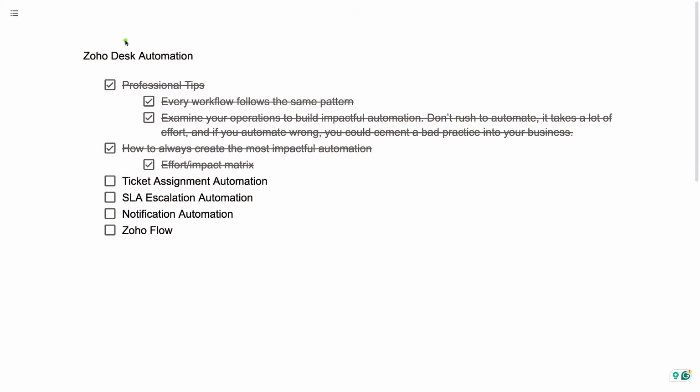So we're going to transition over to the tactical. And what we have for tactical in automation is we're going to do a ticket assignment automation. We're going to do SLA escalation automation.